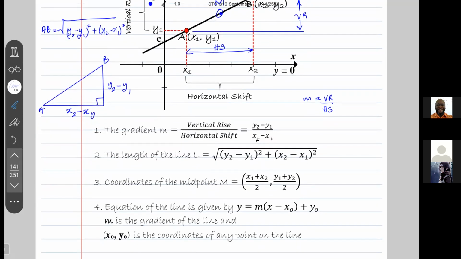Lastly, the formula for determining the equation of the straight line is y is equal to m into x minus x naught, plus y naught. It's a formula. The inputs for the formula, so these are the inputs.